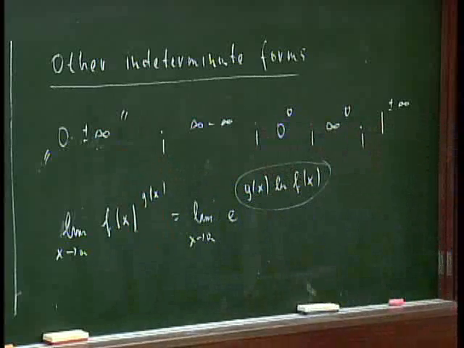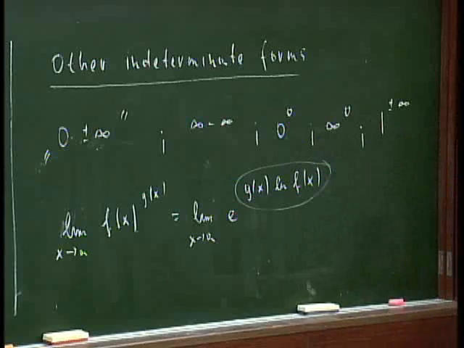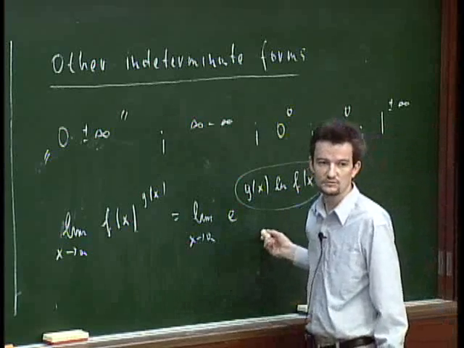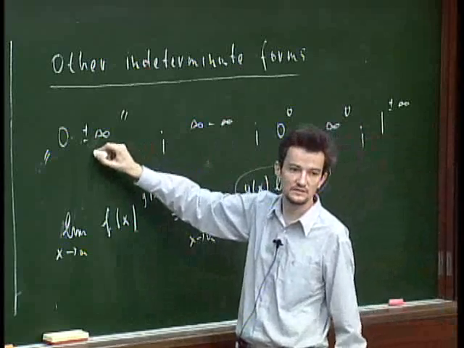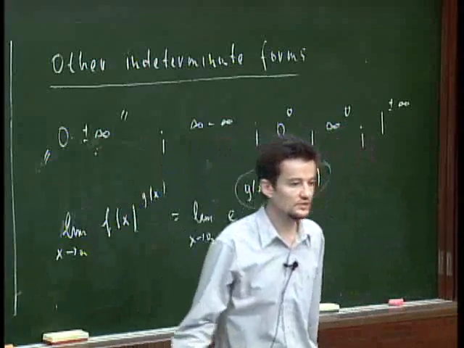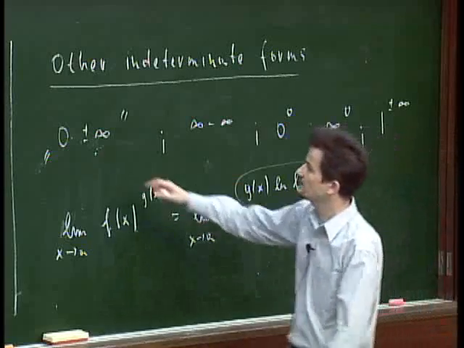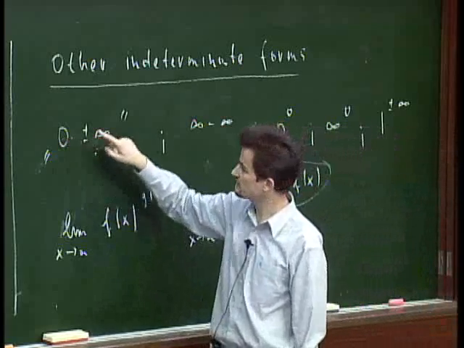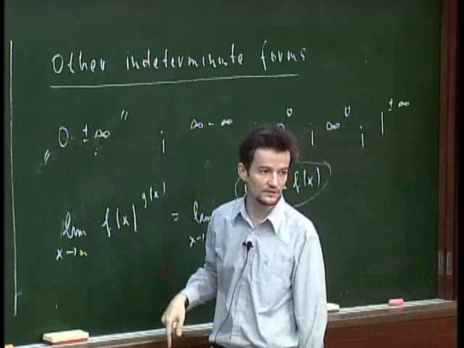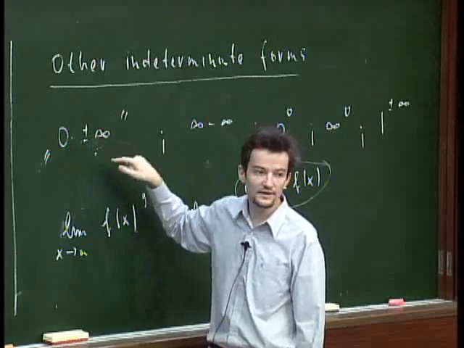Now those three cases are handled by using this idea here, so you can relate them to this case. And this situation you can quite often relate to 0 over 0 or infinity over infinity, just by writing the 0 as 1 over infinity, or the infinity as 1 over 0.